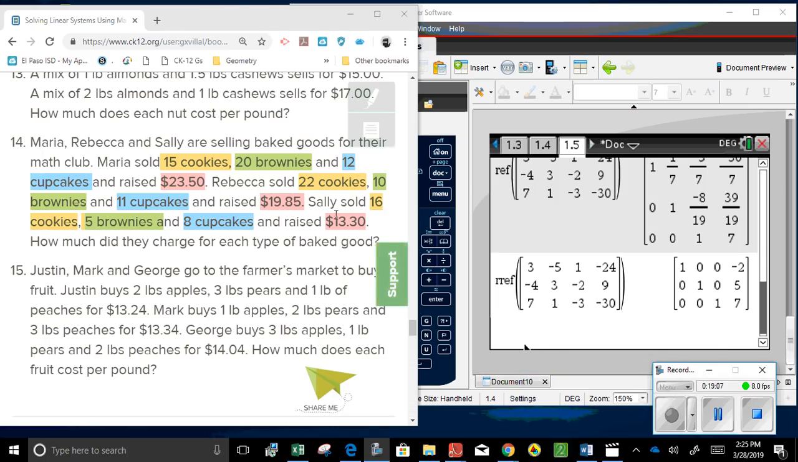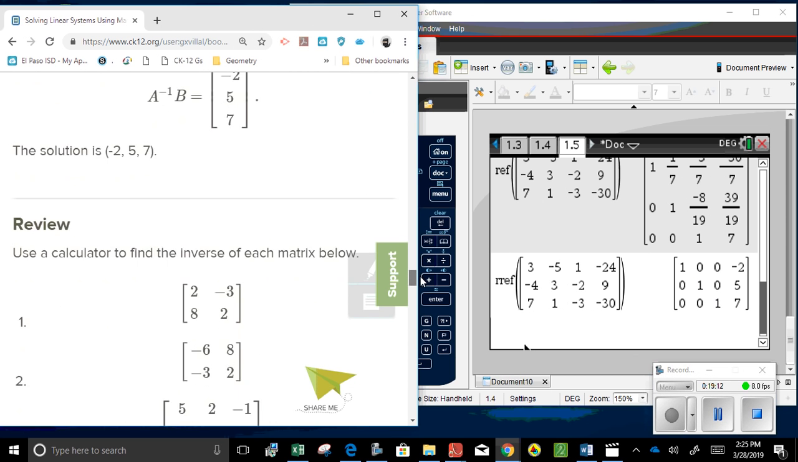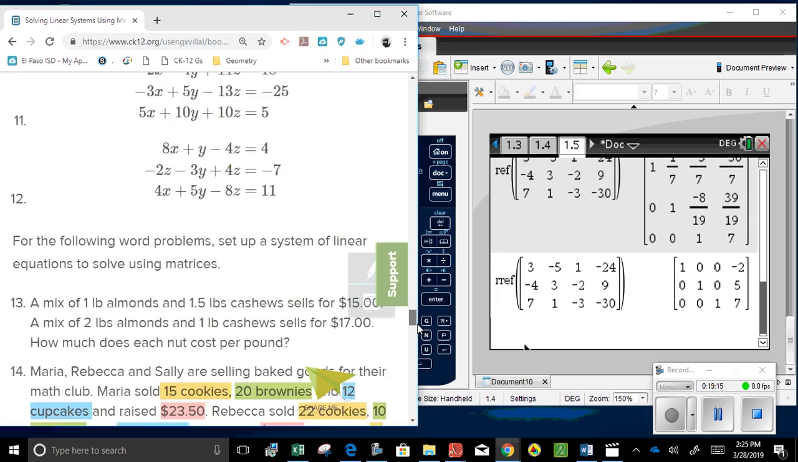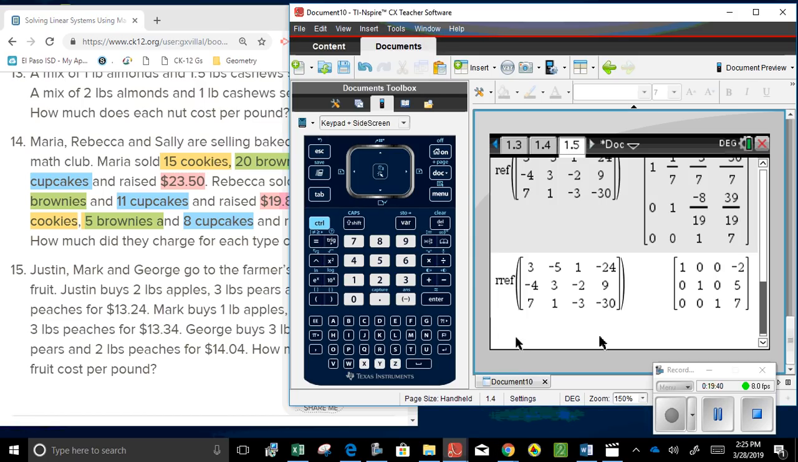Okay, one last problem for 7.3 is after you do this, let us do a word problem where we solve it. And here's one, number 14. Maria, Rebecca, and Sally are selling baked goods for their math club. Maria sold 15 cookies, 20 brownies, 12 cupcakes, raised $23.50. Rebecca sold 22 cookies, 10 brownies, 11 cupcakes, raised $19.85. And Sally, she sold 16 cookies, 5 brownies, and 8 cupcakes for a total of $13.30. How much did they charge for each baked good? Easily, I can do this. I can either do the augmented matrix or the other kind of matrix.